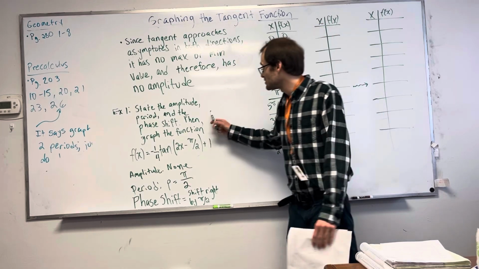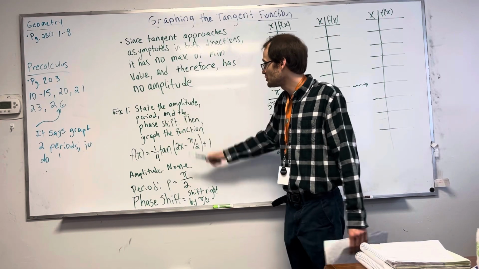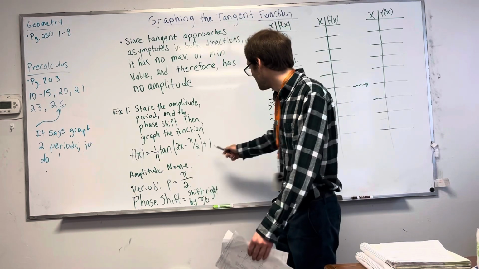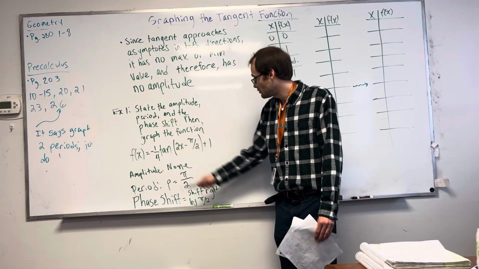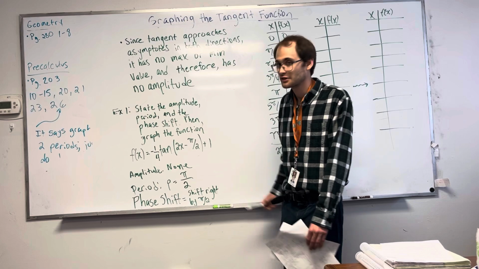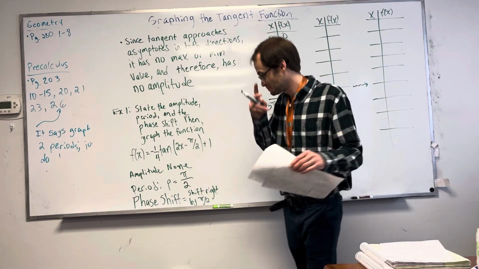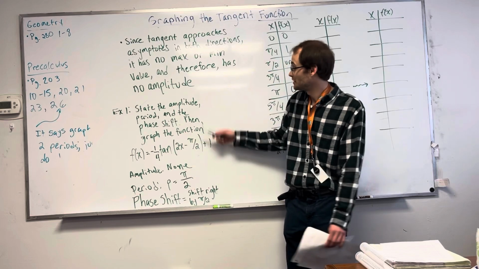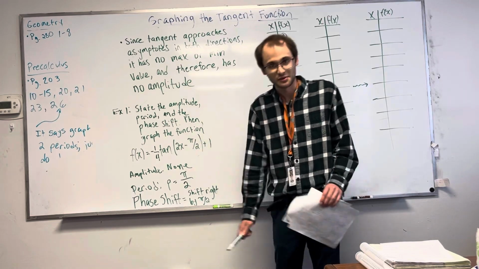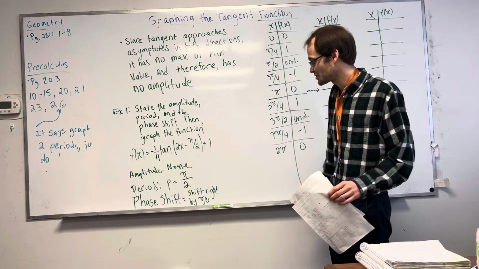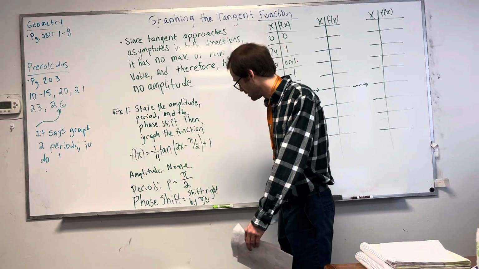Okay, but now let's do example 1 here. State the amplitude, period, and phase shift, then graph the function. And this is the function in question, -1/4 times the tangent of 2x minus pi over 2, and then plus 1 on the outside. Okay, so like I just said, tangent has no amplitude by definition. It's blasting off to minus and positive infinity in both directions, no amplitude at all.